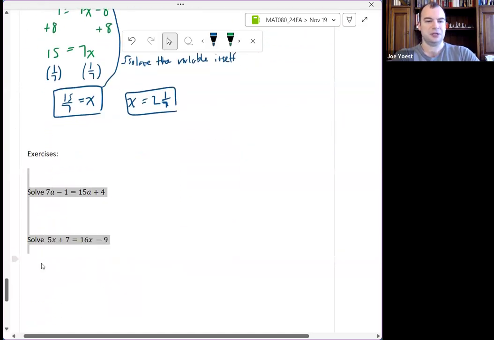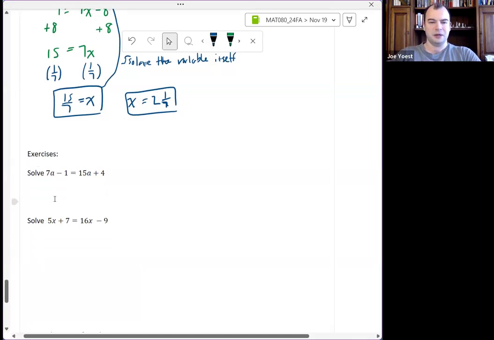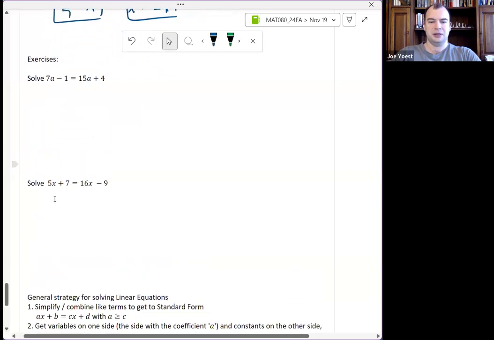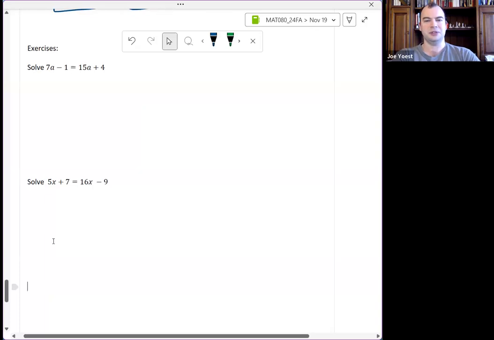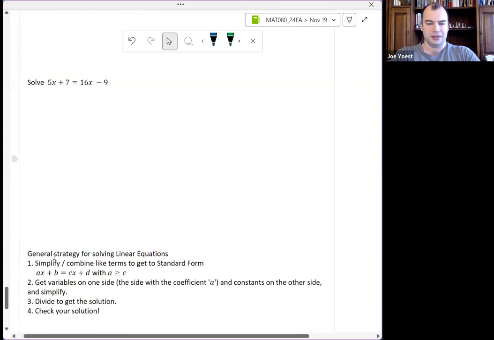Okay, so maybe take about 6 minutes or so. These problems are a little more involved. Take about 6 minutes and work through these two problems. And I will put up the general strategy here.